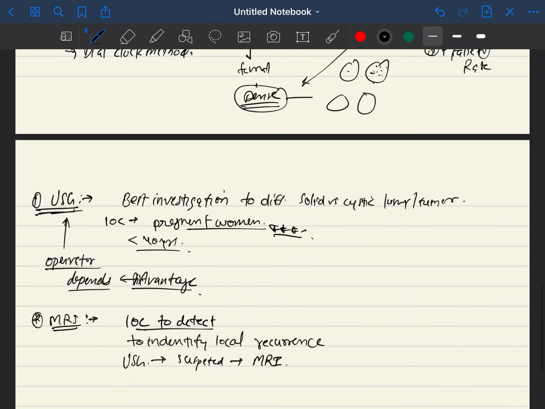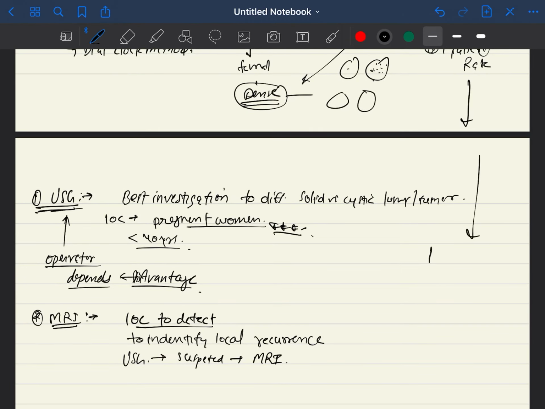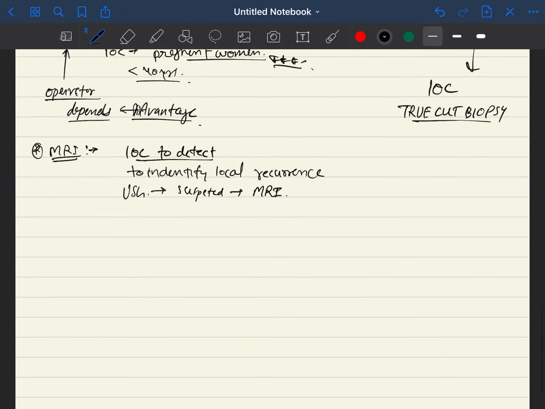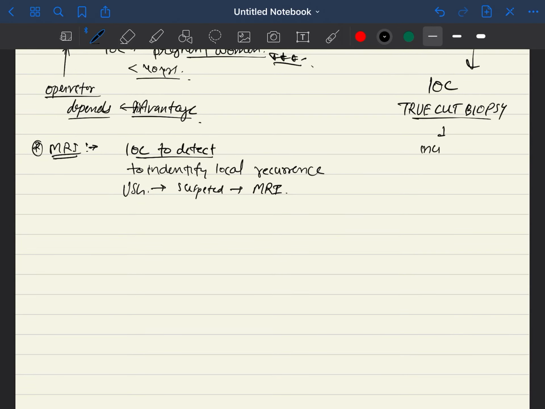So in the histopathologic tests, the investigation of choice is true cut biopsy. Alright, which is incisional. So we do an incision, and then we remove the tissue from there, and then we study that. Alright, and if they ask you a question about the gold standard, it's excisional biopsy.